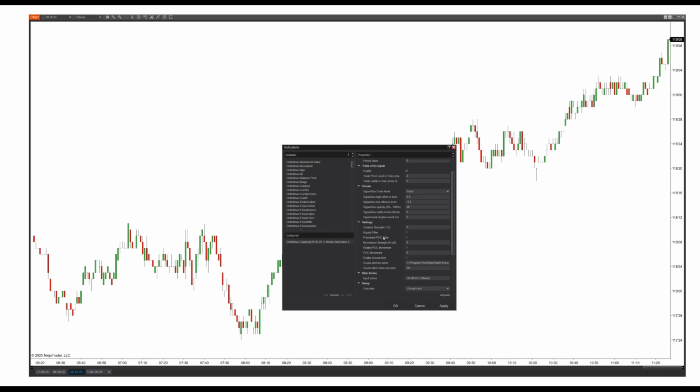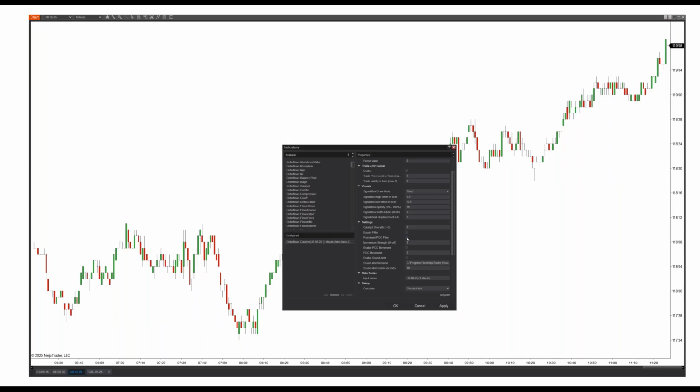Prominent POC filter is one of the POC filters. And again, if you've followed me for a while, you do know that prominent point of controls are an important part of my analysis. It signifies support or resistance.